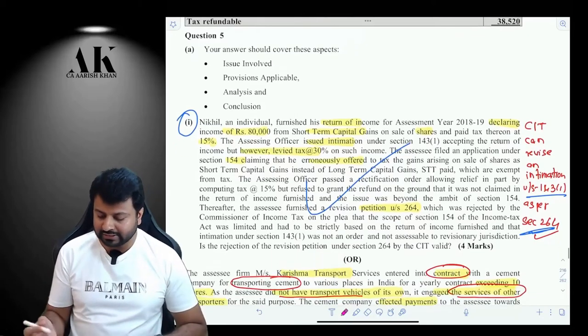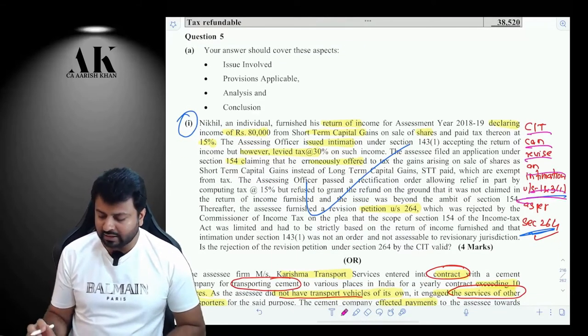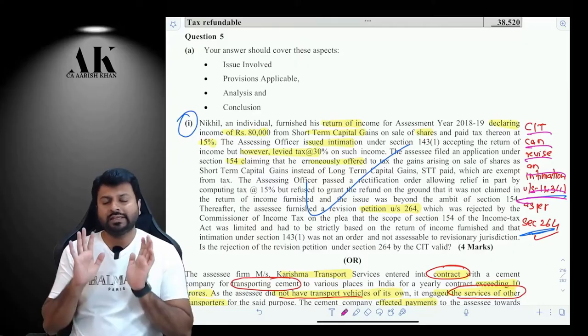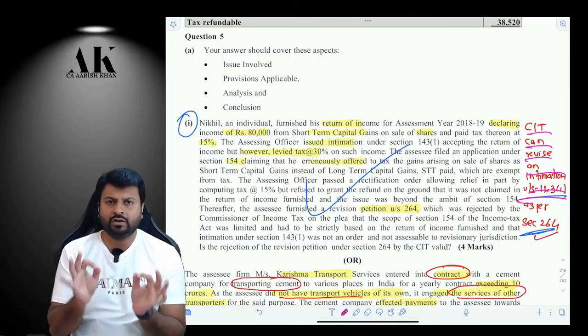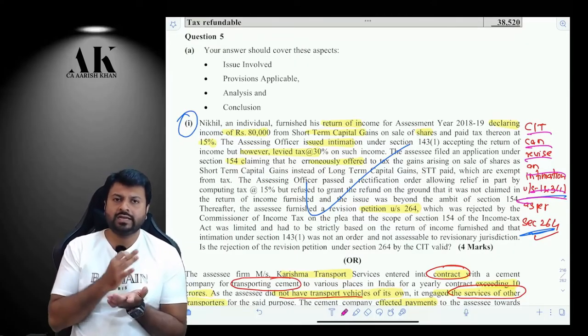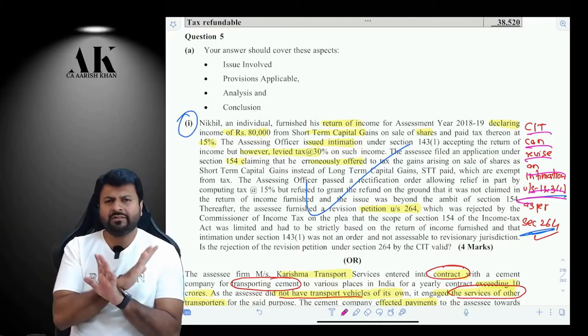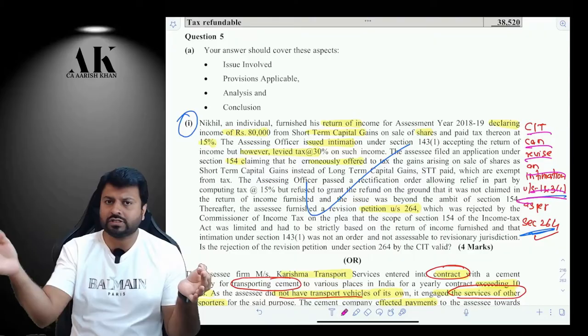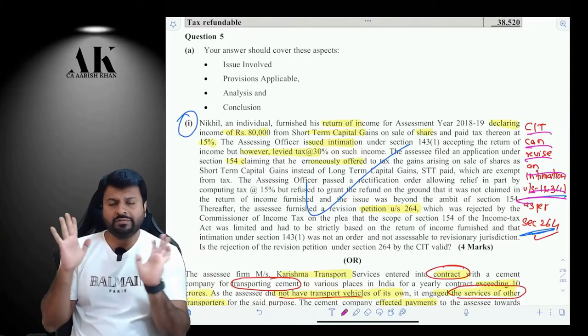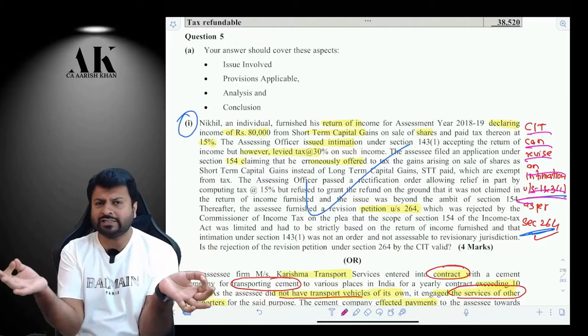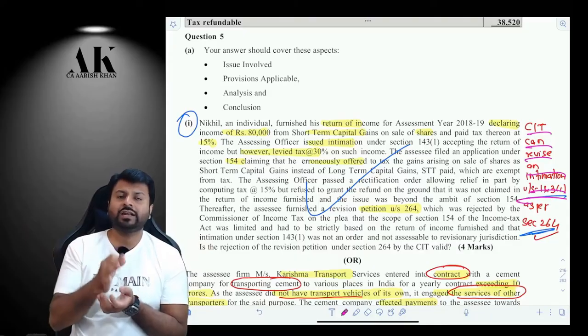The first question is, can the CIT revise an intimation under 143(1) under section 264? See, by default, it is very clearly written in section 264 that the CIT can revise any order other than the order mentioned in 263. But he cannot revise intimation; that is not written. What is written in the law is that he can revise any order.